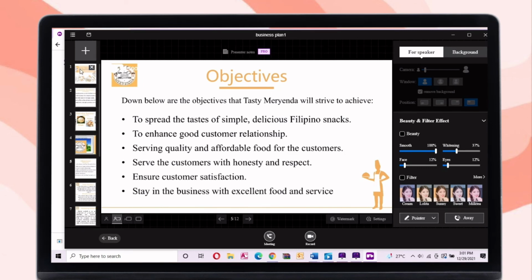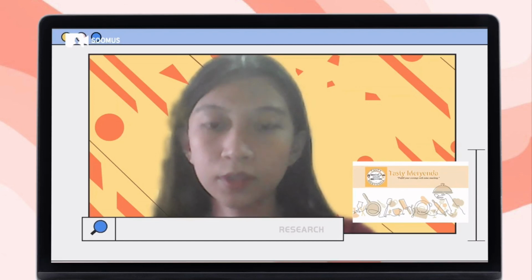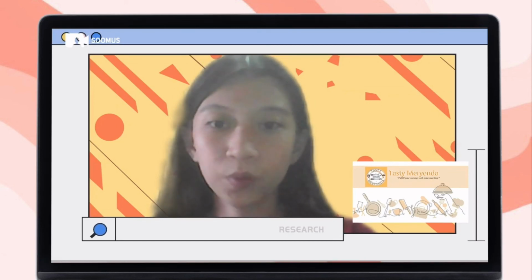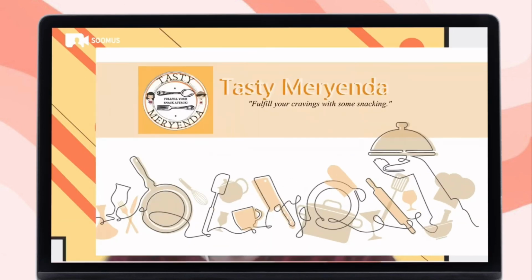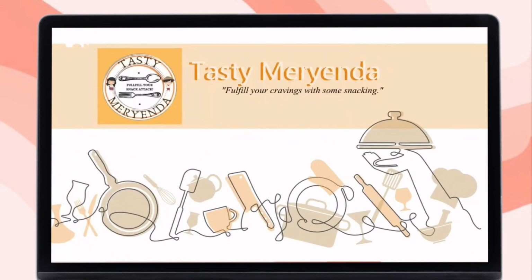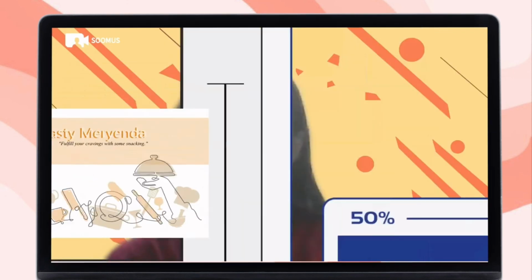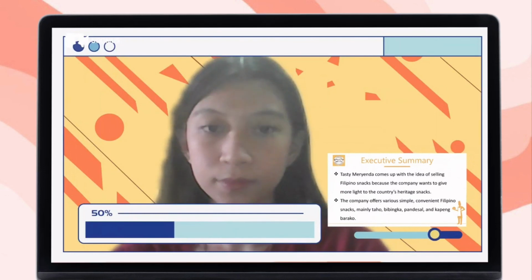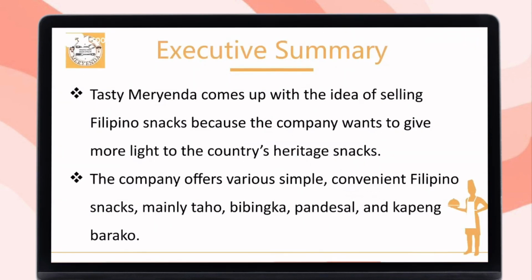So here is the sample video created in Soom. Hello, I am Lori Levita and I am going to show you our business plan. Our business company name is Tasty Merienda. Let's proceed to our executive summary.